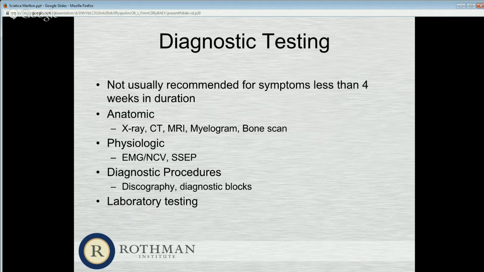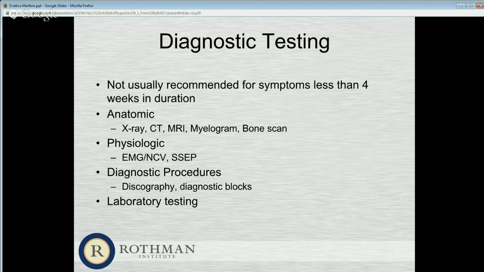Diagnostic procedures. Most of the time, diagnostic procedures for sciatica are really only used for surgical planning. So a discogram is to see if disc pain is causing the pain, and it's really used for surgeons to help with fusion planning. And diagnostic blocks I use to make sure that there's not another structure that's mimicking sciatica so that we're not misdiagnosing it. And then laboratory testing is usually to rule out rheumatological conditions that also could be mimicking sciatica. Lyme's disease is another one that can sometimes mimic sciatica. So that's what we use lab testing for, when we don't have a clear etiology for your pain.